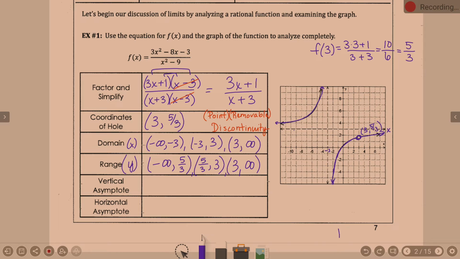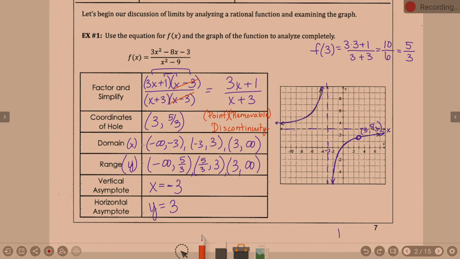Okay, vertical asymptote. What's the equation for the vertical asymptote? X equals negative 3. Vertical lines are always x equals a number, because it cuts through the x-axis at negative 3. Horizontal asymptote? Y equals 3. Horizontal lines are always y equals, and it is up at positive 3.